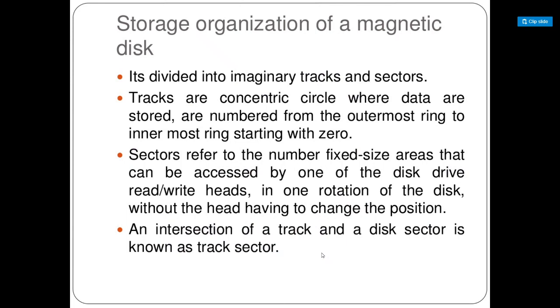So as we have seen in the last slide, imaginary tracks and sectors are present in this magnetic disk, and there are concentric circles where data is stored, numbered from the outermost ring to the innermost ring with 0. Sectors are fixed size areas that can be accessed by the disk drive, that is, to read or write in one rotation of the disk without the head having to change position. And the intersection of the track and disk sector is known as a track sector.